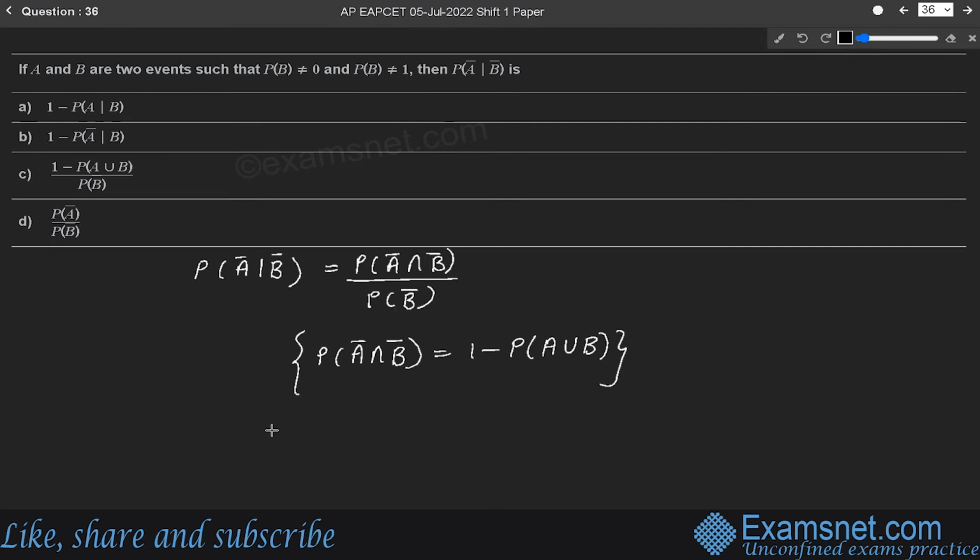So substituting this value here, we will get P of A bar by B bar is equal to 1 minus P of A union B divided by P of B bar. So this is the required value for P of A bar by B bar. Therefore, we can say that the correct option is option number C here.